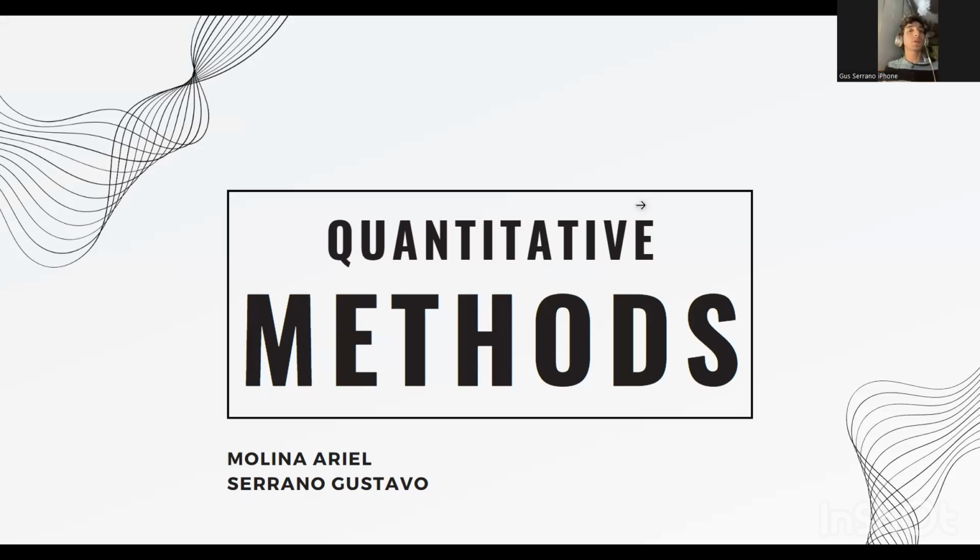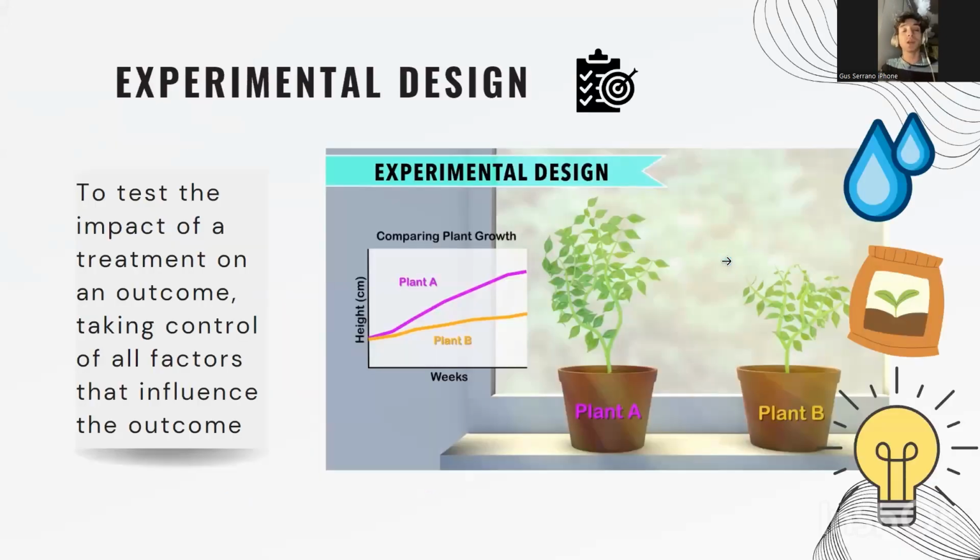We're here to talk about quantitative methods. First of all, the book talks to us about what an experimental design is. The basic intent of an experimental design is to test the impact of a treatment or an intervention on an outcome, controlling all other factors that might influence that outcome.